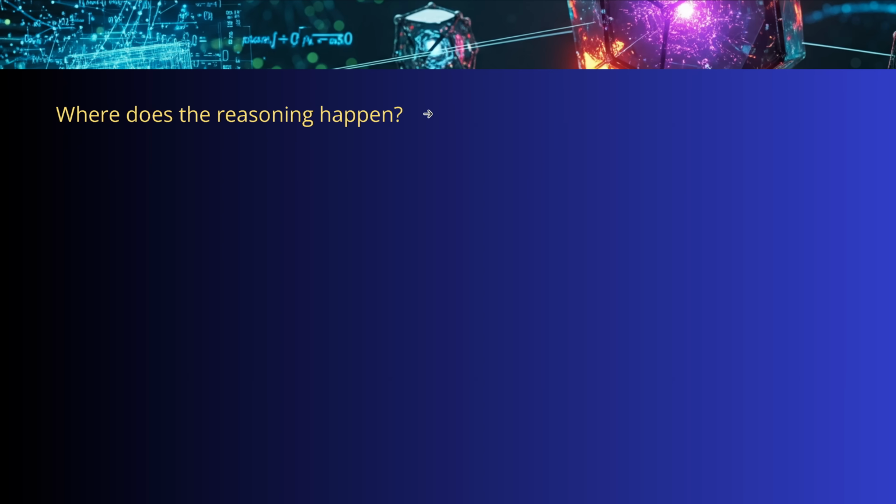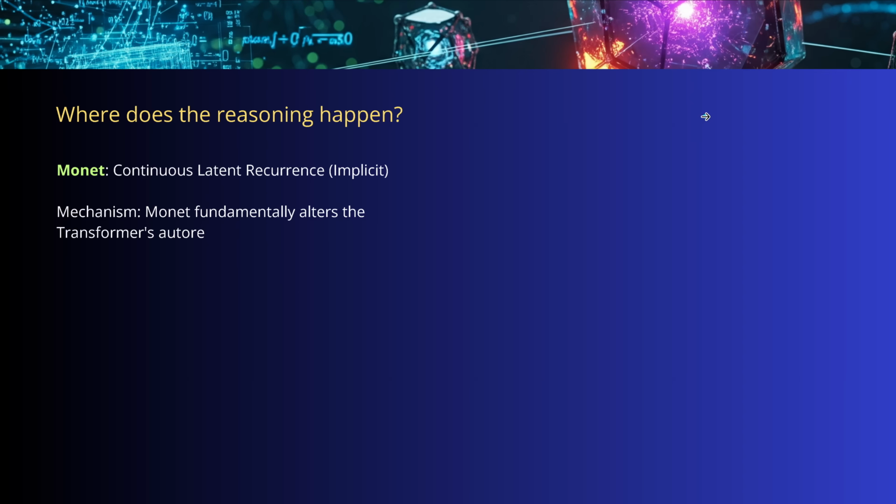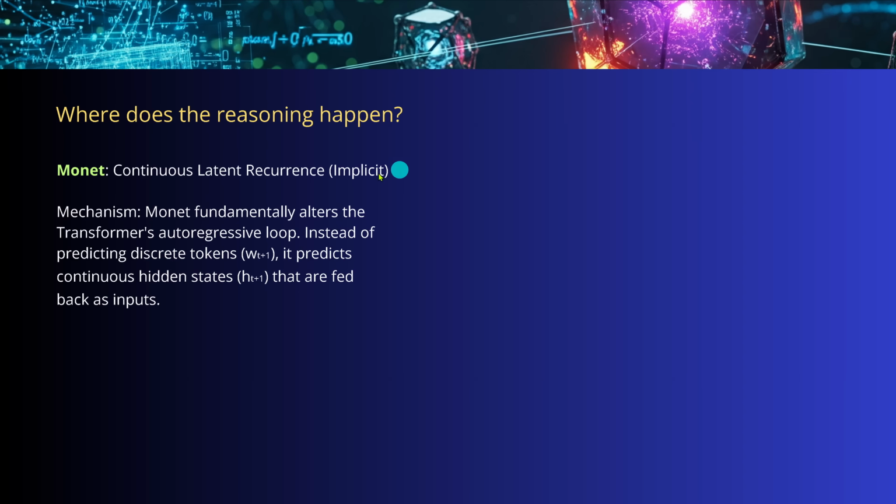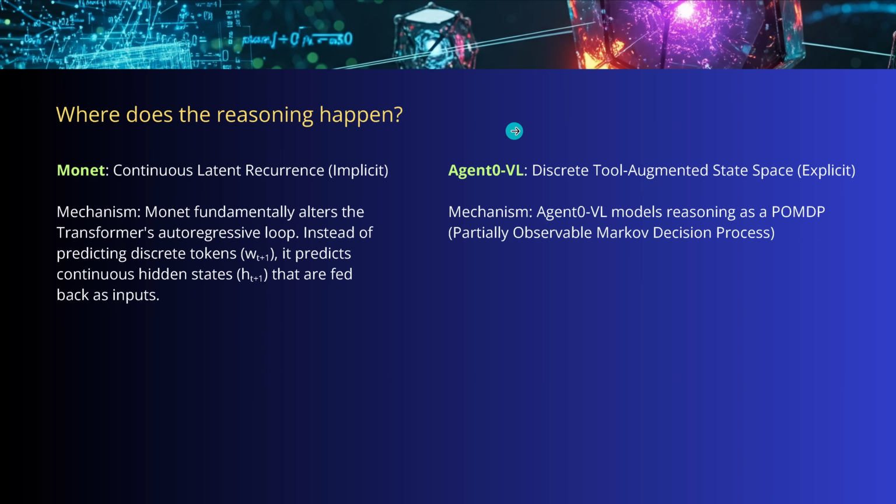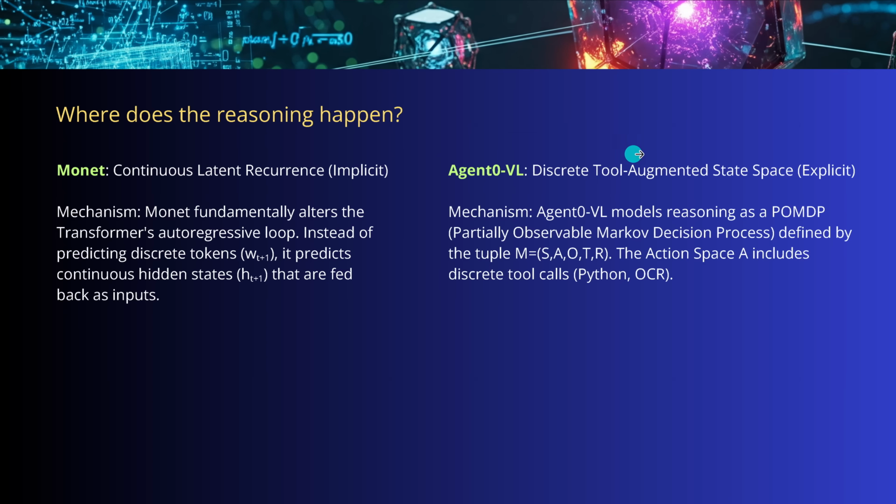Where does the AI reasoning happen if we look now at both engines? Again, remember, left side we have Monet, on the right side we have our Agent0 vision language. Now with Monet we have a continuous latent recurrence and an implicit model. So this means the mechanism is simple. Monet fundamentally alters the transformer autoregressive loop. Instead of predicting the discrete token, it predicts a continuous hidden state that is then fed back as the input. Our Agent0 vision language is a discrete tool-augmented state space with an explicit model.